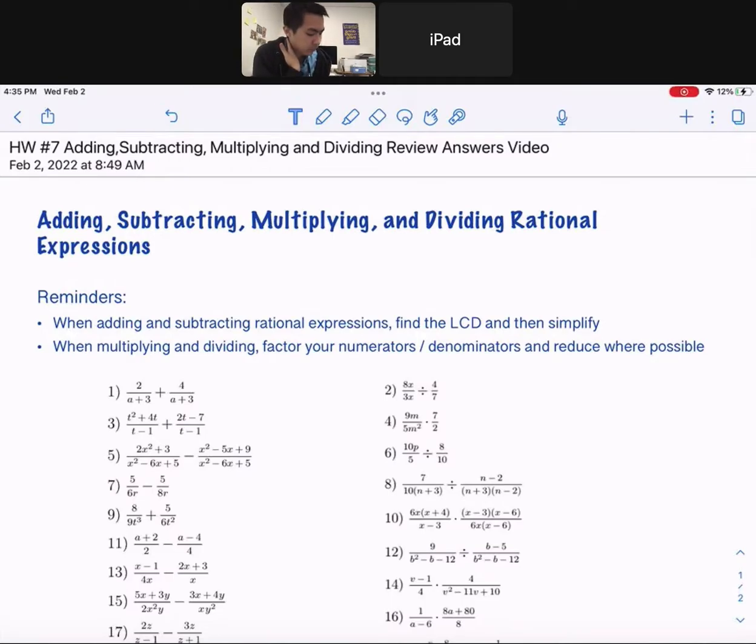So when you guys add or subtract rational expressions, you always have to get them to be the same LCD. And then you guys can simplify the top. When it's multiplying or dividing, you guys have to factor everything that you can, and then you guys cancel or reduce.